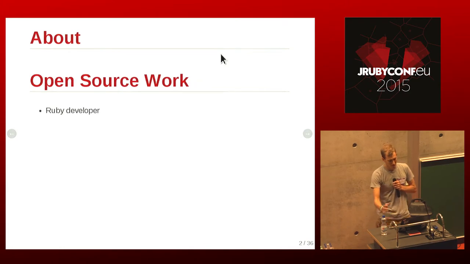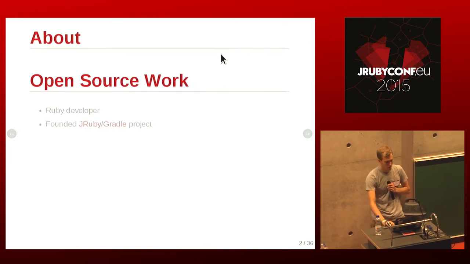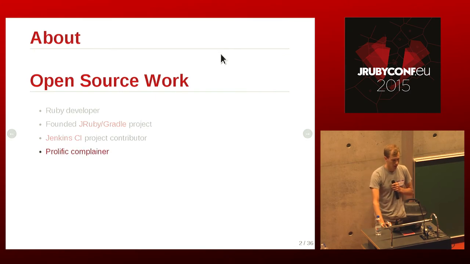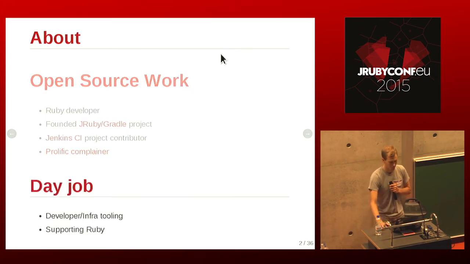So most of the stuff that I do is open source work. That's kind of what I do in my free time. I garden a little bit, but I don't have pictures, so I didn't really want to talk about it. I participate very heavily in the Jenkins project as well. I started the JRuby Gradle project last year at JRubyConf, and you'll see why in a bit. I complain a lot on Twitter. I use a lot of foul language. You might not want to follow me. I'm not very polite.